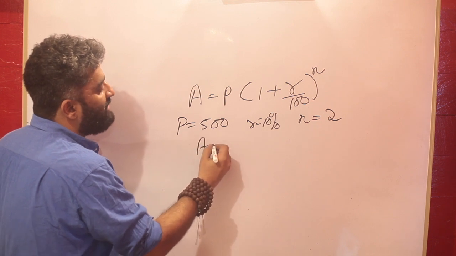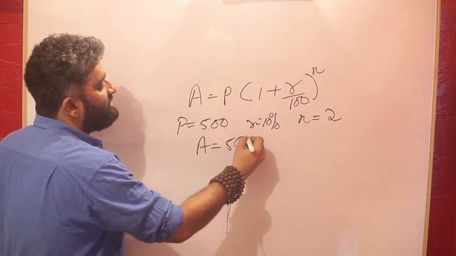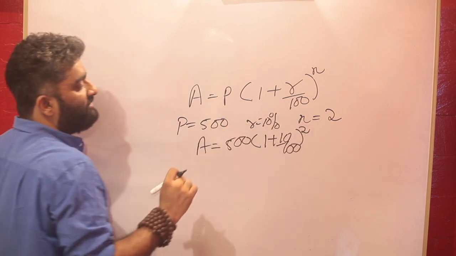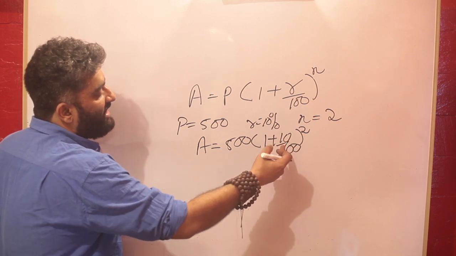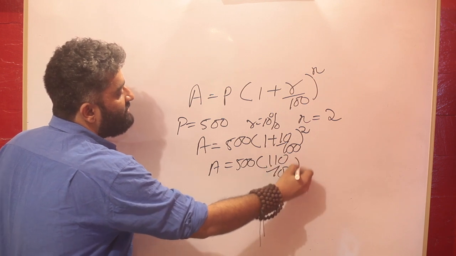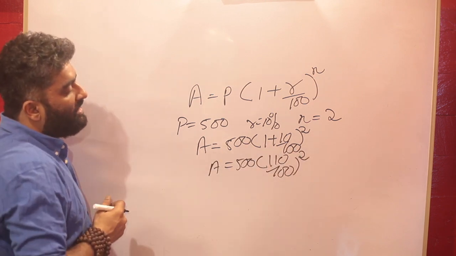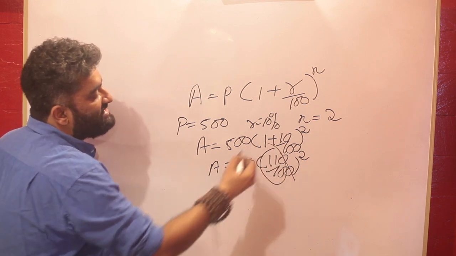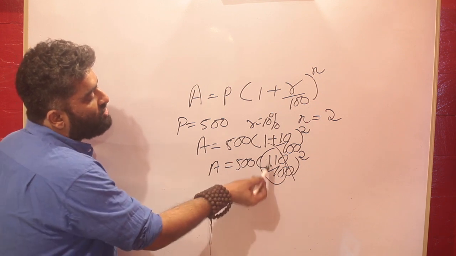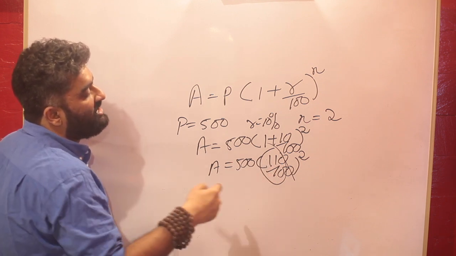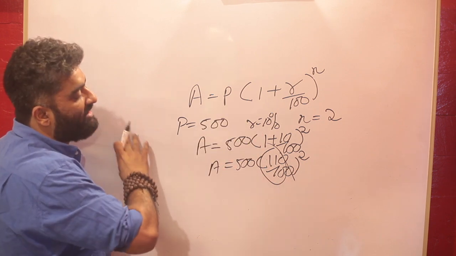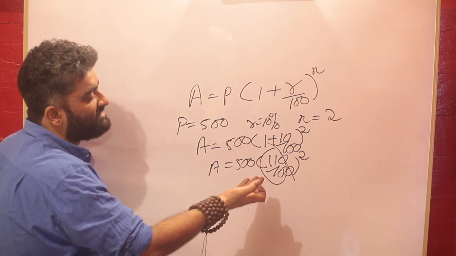I want the amount, so amount is equal to P, which is 500, into 1 plus 10 by 100, raised to 2. This 1 plus 10 by 100 obviously works out as 110 by 100, raised to 2. Now if I cancel out the zeros, I get 11 by 10. If you have gone through percentage basics and ratio and variation, you should be very familiar with this idea of multiplying factor. That is the second thing we learned in the previous video, how we can connect this formula to whatever we have learned earlier in percentage, because this is nothing but a percentage application.